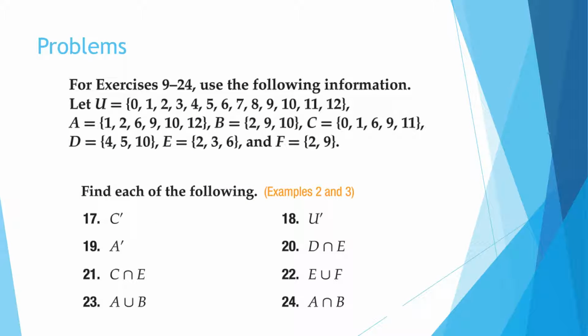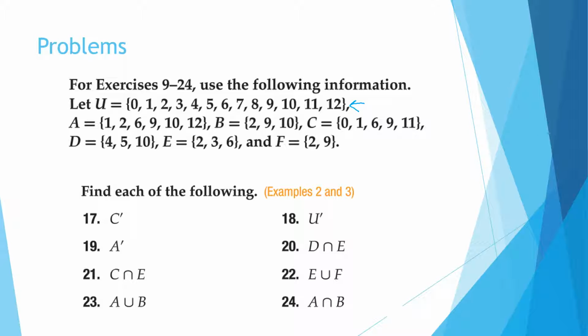All right, so I pulled some problems out of your book. I know you don't have a book. I don't have a book. We're in the same boat. But I found the problems, so we're going to work through some of these problems together. First of all, we need to look up here at our set. This is our universal set. We are counting from 0 all the way up to 12. That is our set, and we aren't going to have anything else but those numbers.